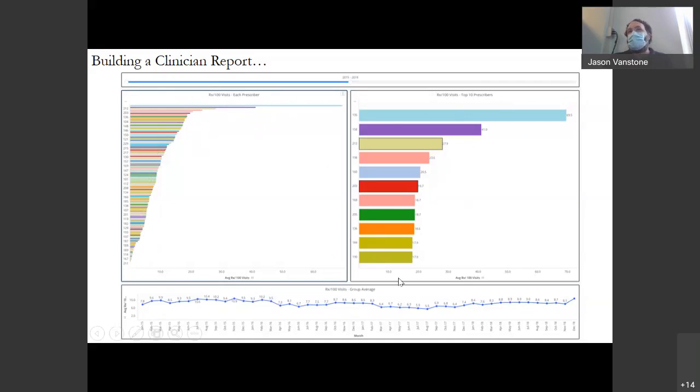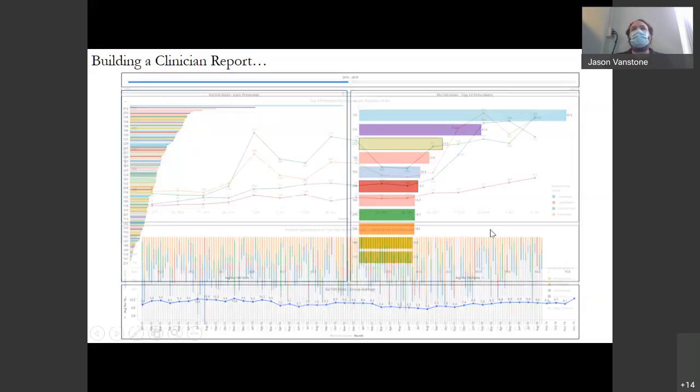We could highlight just the top 10 or top 20, whatever you want. And then this shows kind of the overall average number of prescriptions for the whole group on an ongoing basis. So give them some of that big picture data to see where they fall within the group and what that looks like over time for everyone as a group.